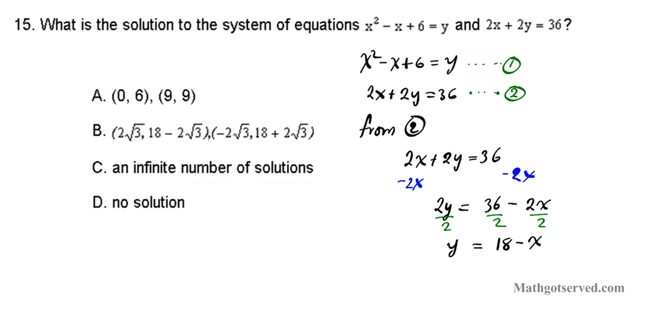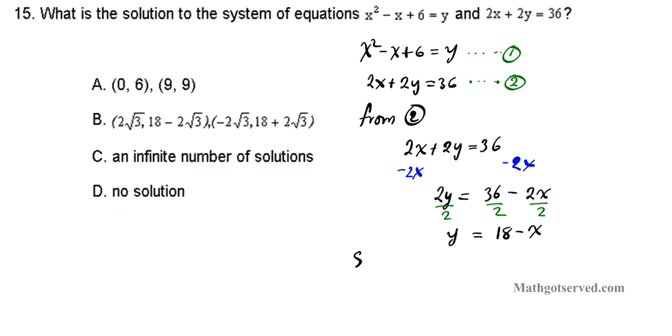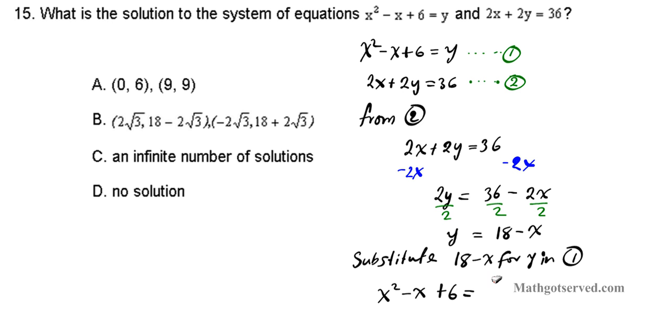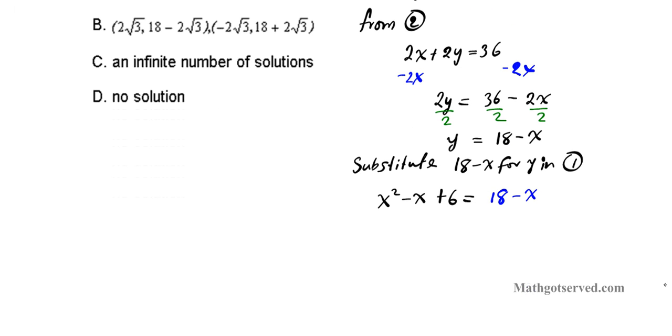So what are we going to do now? What we're going to do now is we're going to substitute 18 minus x for y in the first equation. Okay, we'll make that substitution. We're going to have x squared minus x plus 6 equals, instead of y, I'm going to put in 18 minus x, okay? Because that's what the value of y is from the second equation.